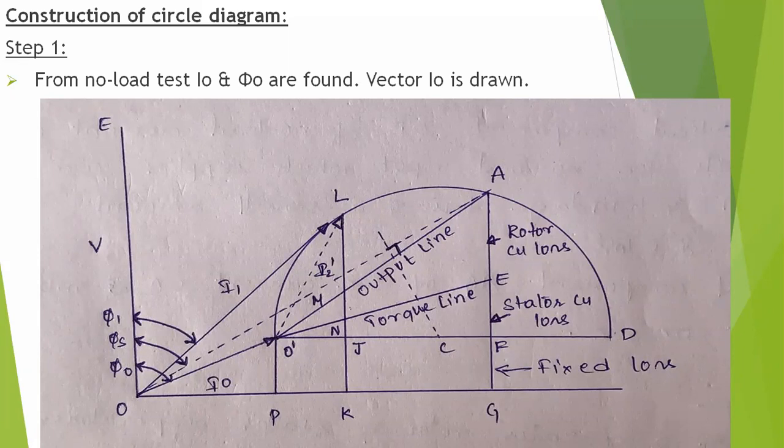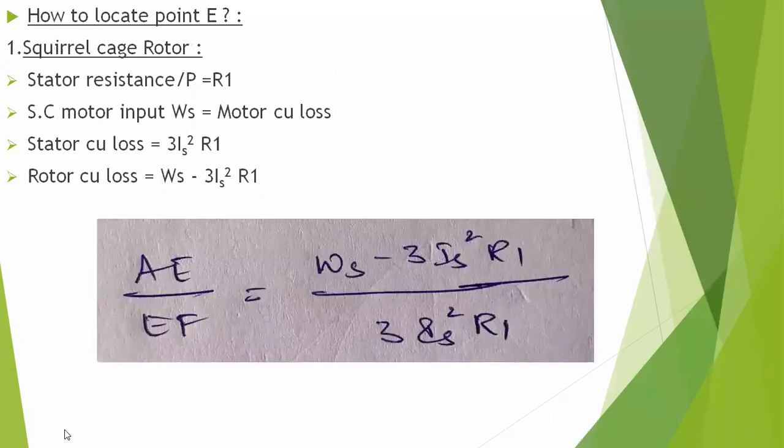Okay, the point E will be located differently. There is a procedure for squirrel cage induction motor and slip ring induction motor. Now we will see for squirrel cage induction motor. So for squirrel cage rotor, how will the point E be located? So see here, we have to locate the point E for squirrel cage rotor.